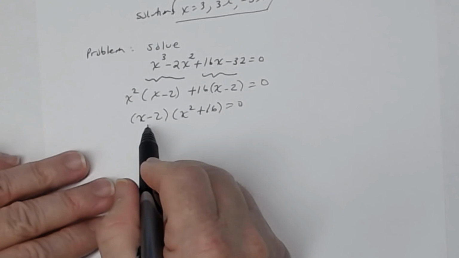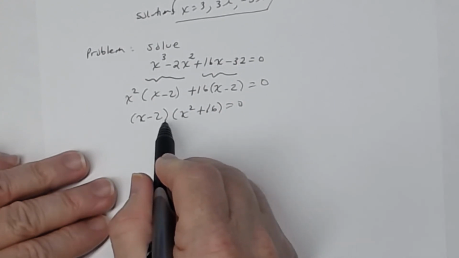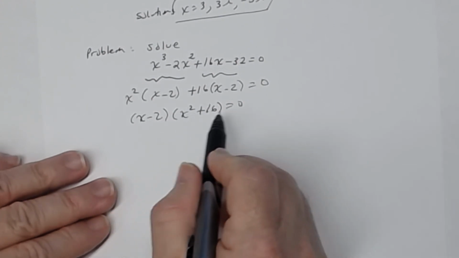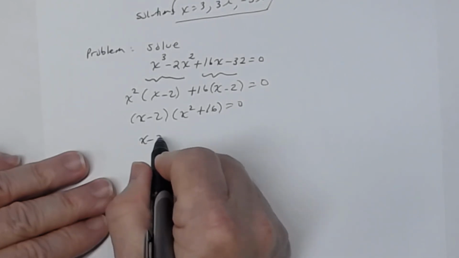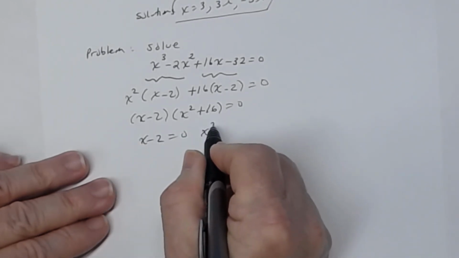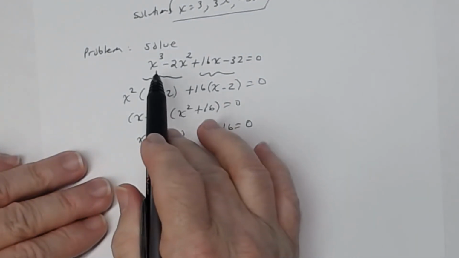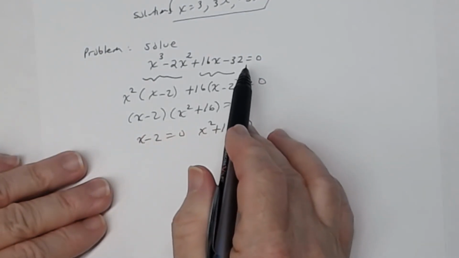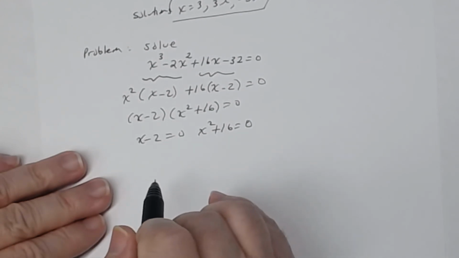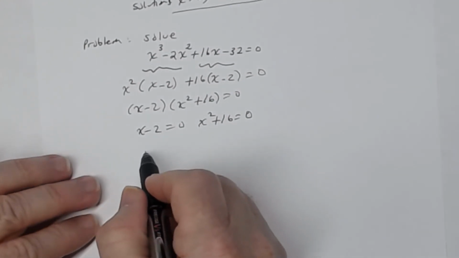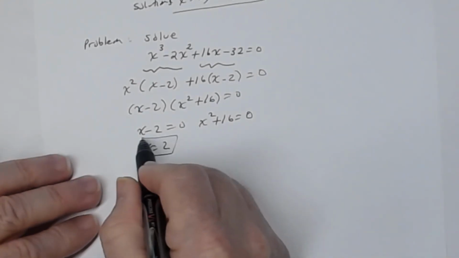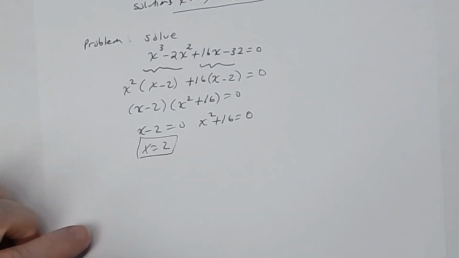Then, just like the previous problem, you can use the zero factor property. So you have two factors here whose product is 0. So you're going to set each one equal to 0. And then you're going to solve each of those individual equations. So just like the previous one, I went from a cubic equation to a linear and a quadratic. The linear one is easy to solve for. So x equals 2. There's one of your solutions. This is your real solution.